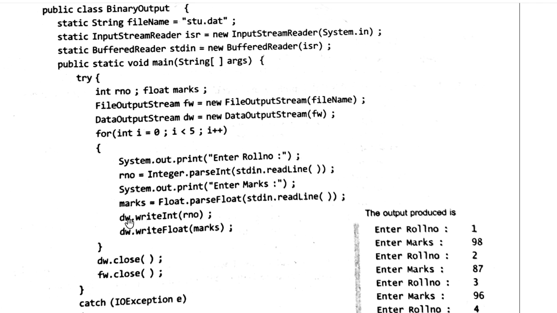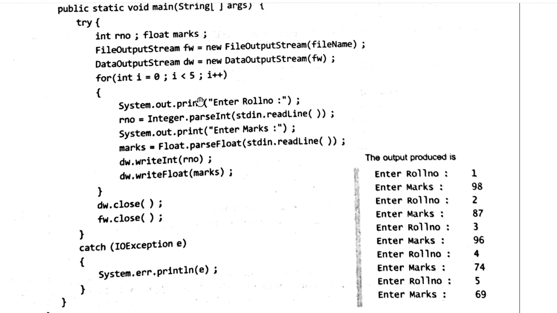RNO was an integer variable, that's why the writeInt function has been used here, and marks was a float variable, that's why writeFloat. Then close. So 5 times this loop will execute to read 5 students' roll numbers and marks and to write them to the file. Here also we can pass any exception that occurs to this catch block to display the error information.